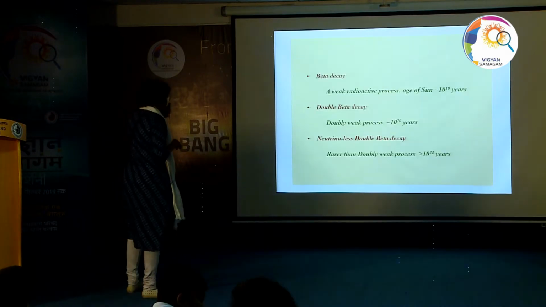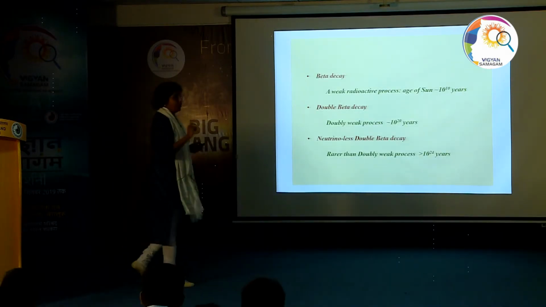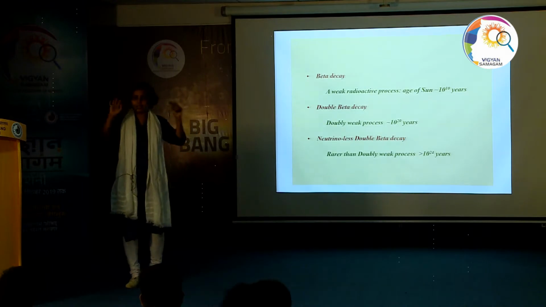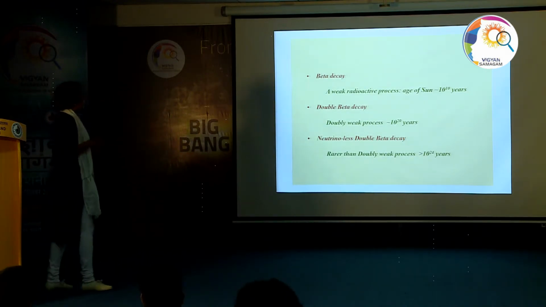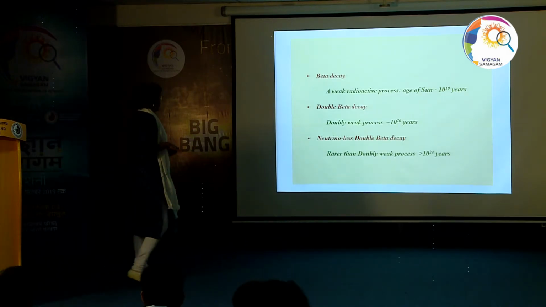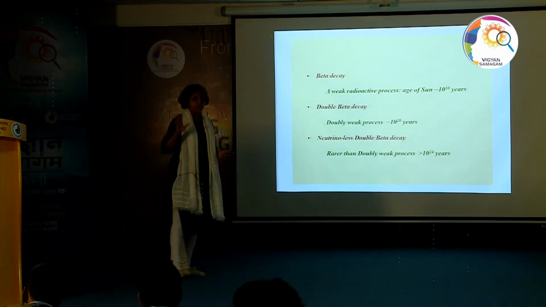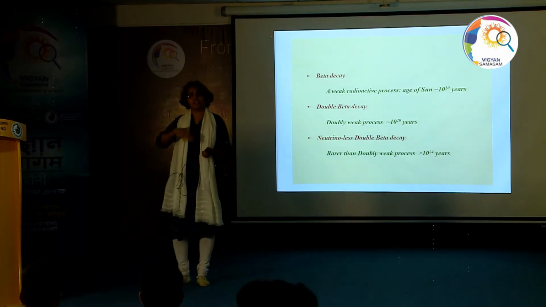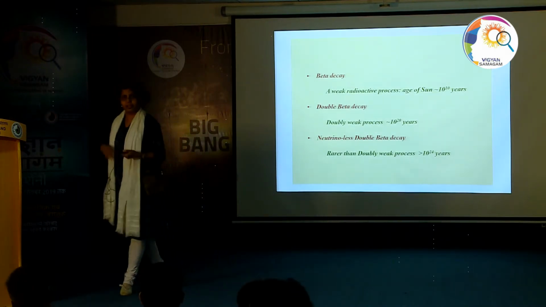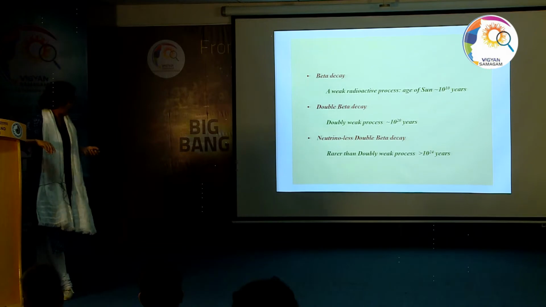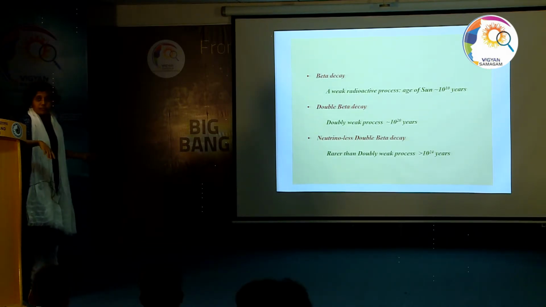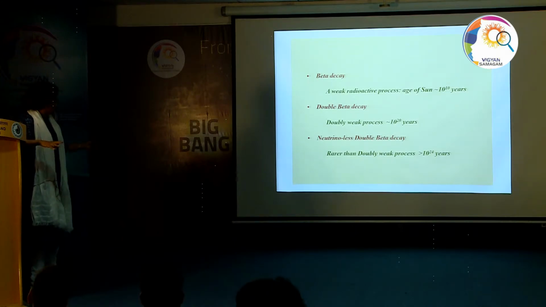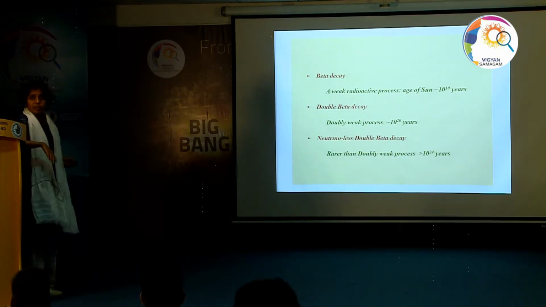So that can happen, and in such a case you have the two neutrons decaying together, a double beta decay. Now what are the time scales, what is the probability that it happens? Beta decay is a weak process, that's why the sun is living for 10 power 10 years. If it was happening very fast, all the hydrogen would have burnt and it would have gone away. Double beta decay is a doubly weak process, so it will be 10 power 10 multiplied by 10 power 10 slower.